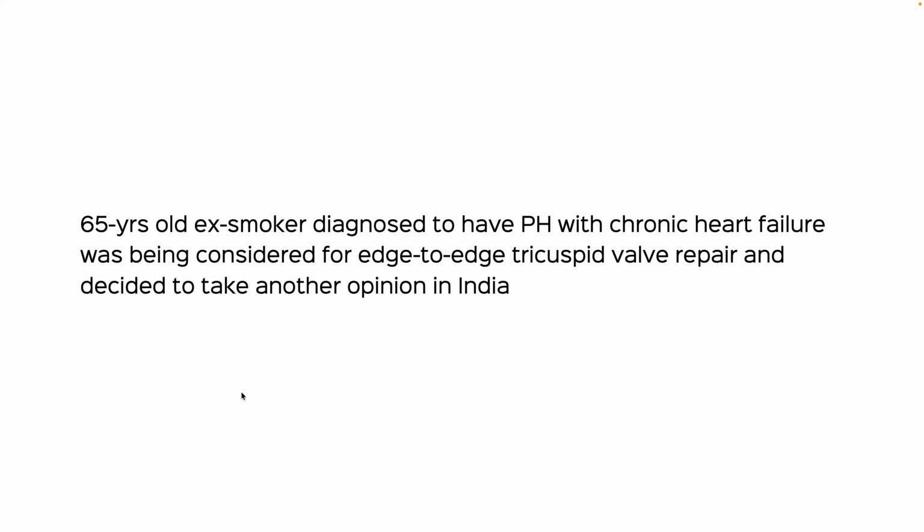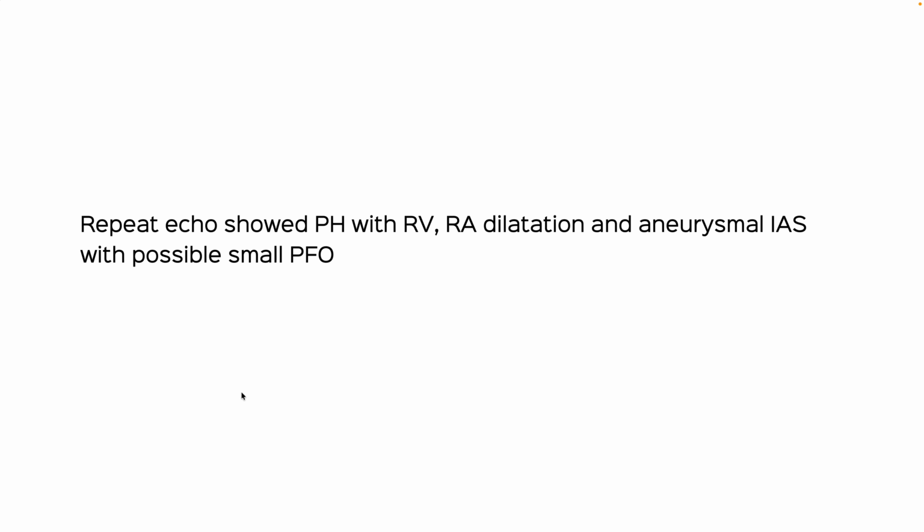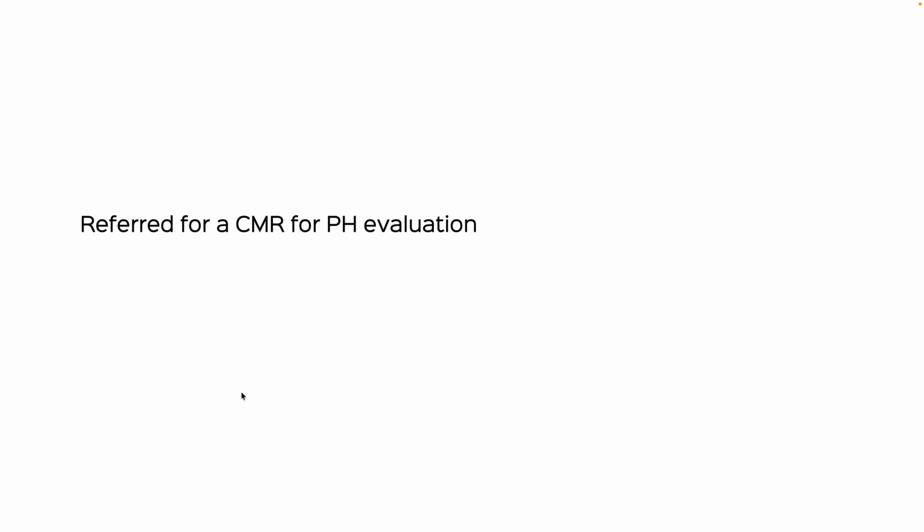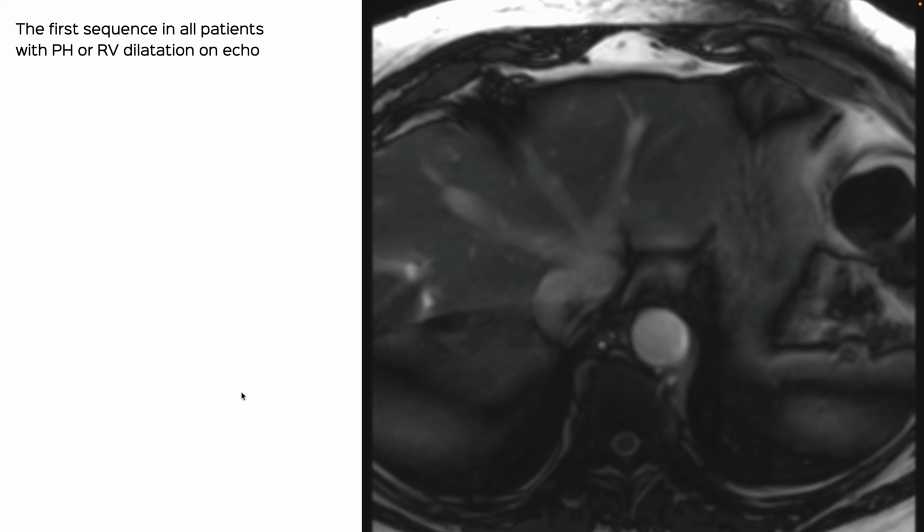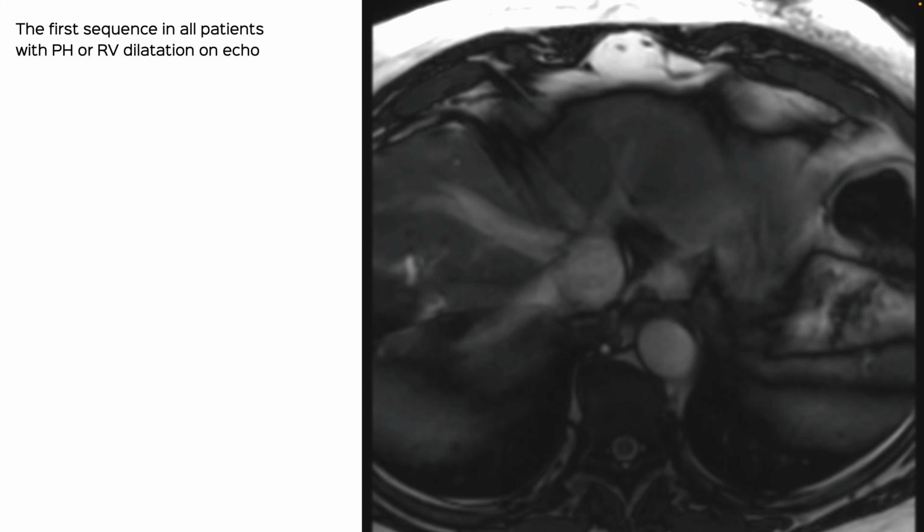He had hypertension, a whole bunch of other things, but was being considered for edge-to-edge tricuspid valve repair because there was TR, and decided to take another opinion in India where a repeat echo showed that perhaps the pH was the primary problem with RV RA dilatation, aneurysmal interatrial septum, and possible small PFO. Referred for a CMR for pH evaluation, and our CMR protocol for RV and pH is a little different.